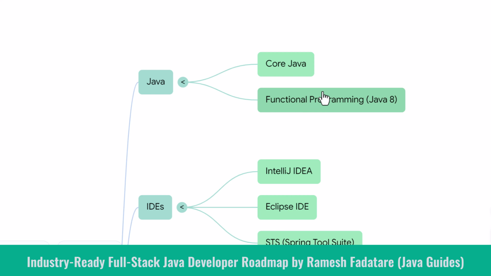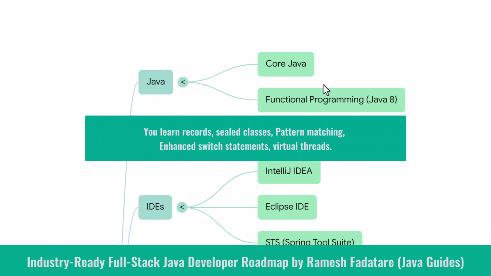Java has evolved massively in recent years. In 2026, companies expect developers to use modern Java features, not outdated coding styles. You learn records, sealed classes, pattern matching, enhanced switch statements, virtual threads.